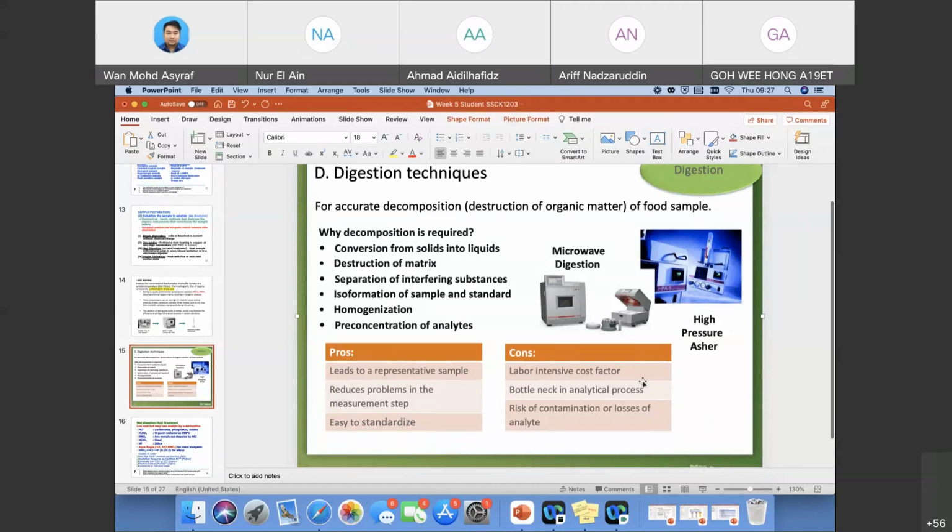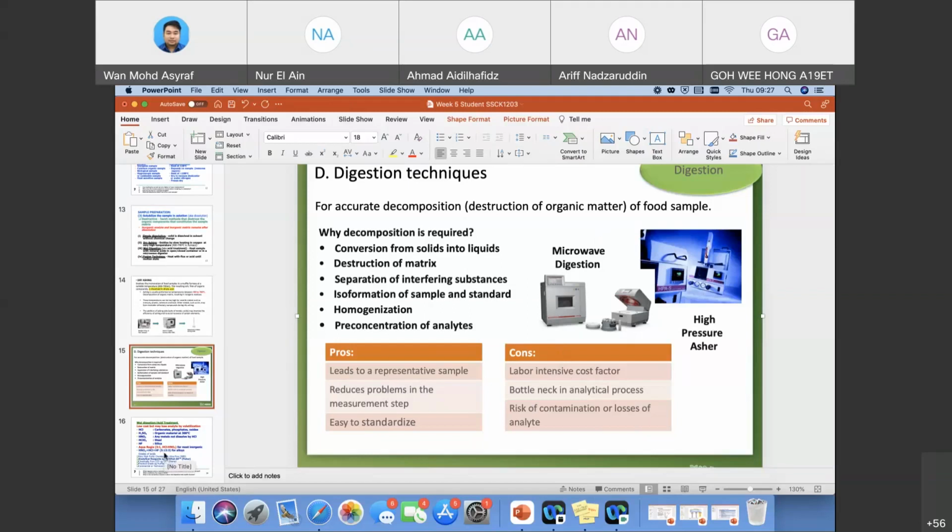So okay, here are the pros and cons of digestion technique. So pros is this, it leads to a much more representative sample. It reduces problems in the measurement step. It is easy to standardize. The cons is that digestion techniques are a labor intensive cost factor because you need to use microwaves. It is not a cheap instrument. Bottleneck in the analytical process. Sometimes you have elimination or losses of analytes due to the digestion.